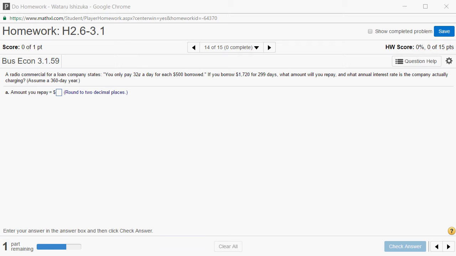Alright, let's look at the homework 2.6-3.1, problem number 14. The radio commercial for a loan company states you only pay 32 cents a day for each $500 borrowed.